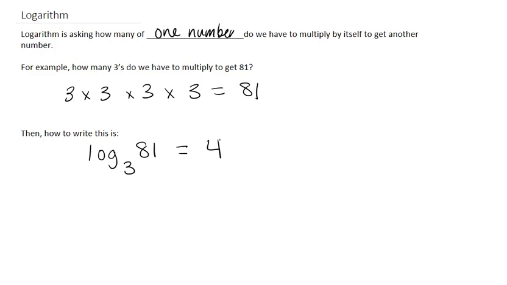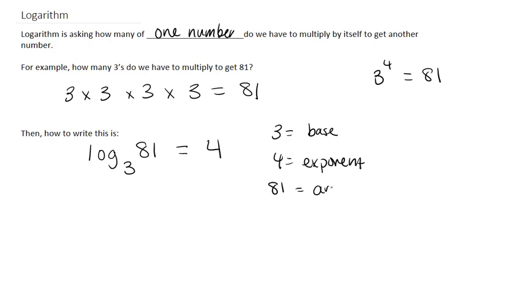So for this, let's go over a few things. The 3 is considered our base number. It's like saying our exponent. And then 4 is our exponent. So we've seen this before. If we were to go 3 to the 4th, this would be equal to 81. So it's just a way to rewrite what we've already done and a way to think about it differently. Then 81 is considered our argument.